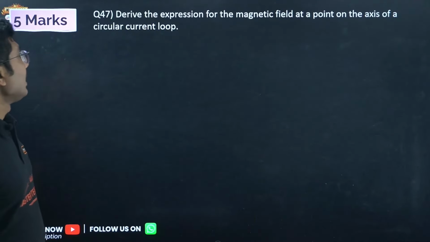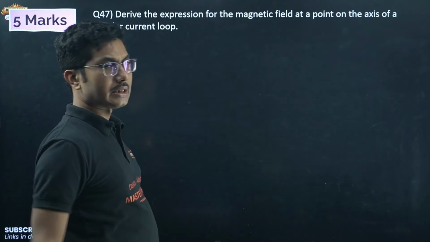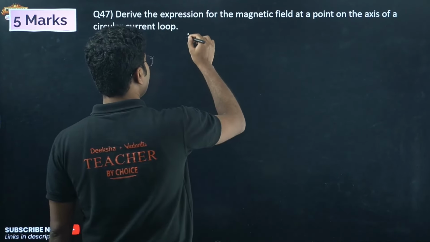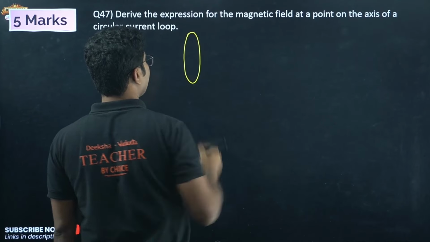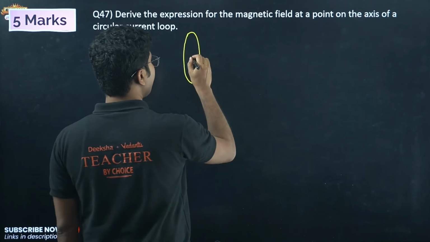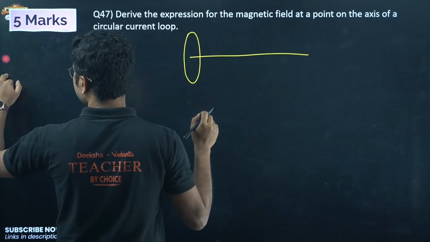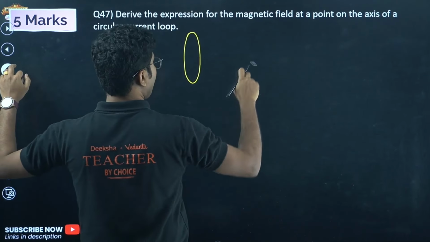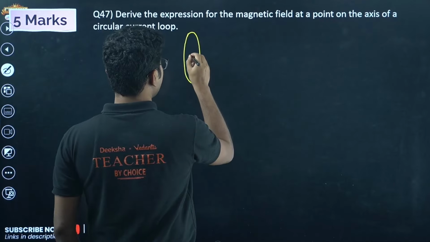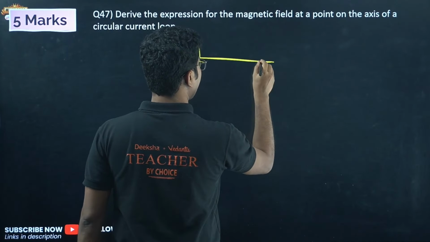Now next, derive the expression for magnetic field at a point on the axis of a circular current loop. This also came in 2025, I think, I don't remember, but this is also one of the most important derivations. So here we have a circular loop and we have to find the magnetic field at a distance x from the center. Suppose this is the point we are trying to find the magnetic field.